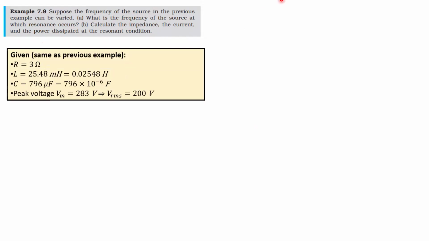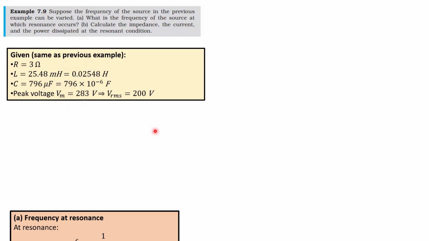Now, in the previous question, all these values were given: R, L, C and peak voltage. I am copying from the previous question. Peak voltage, that is V naught, is given. What is VRMS? VRMS is V naught by root 2, that is equal to 200.